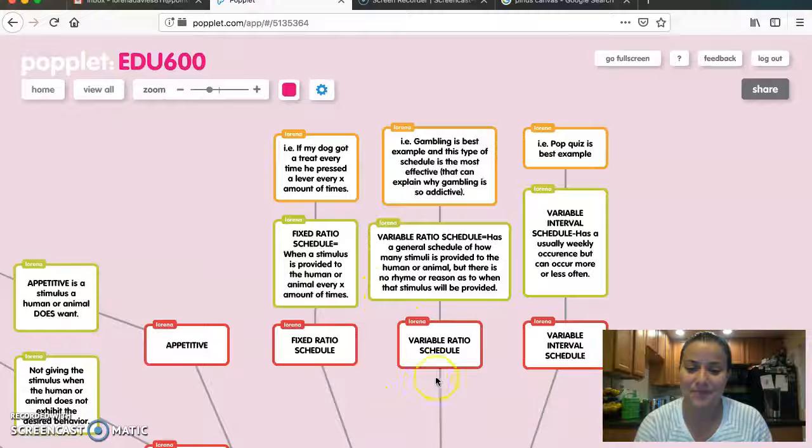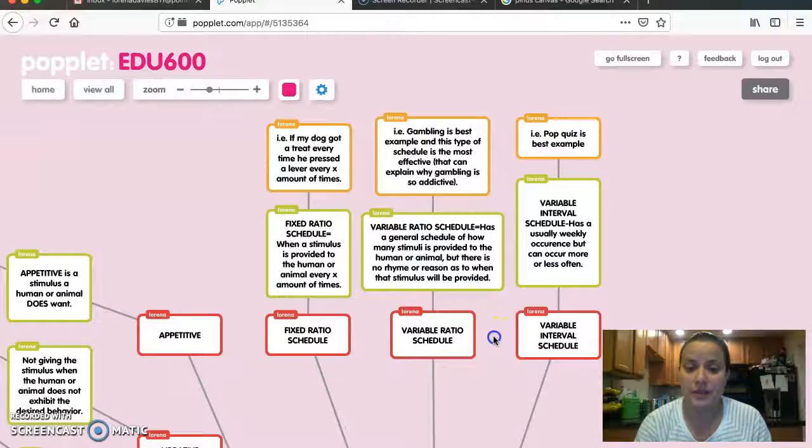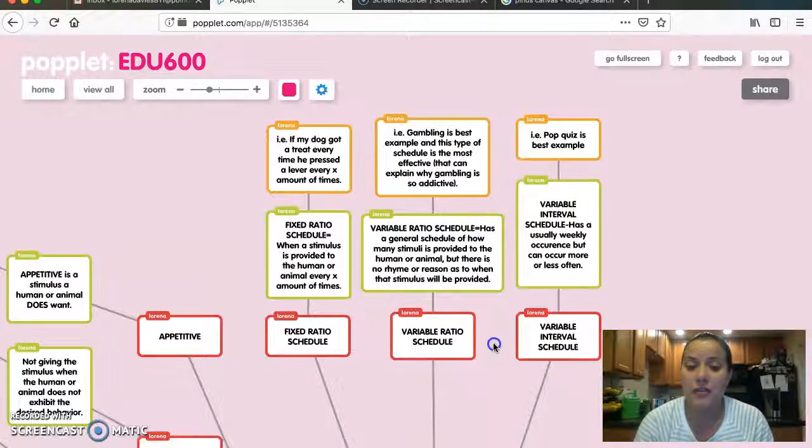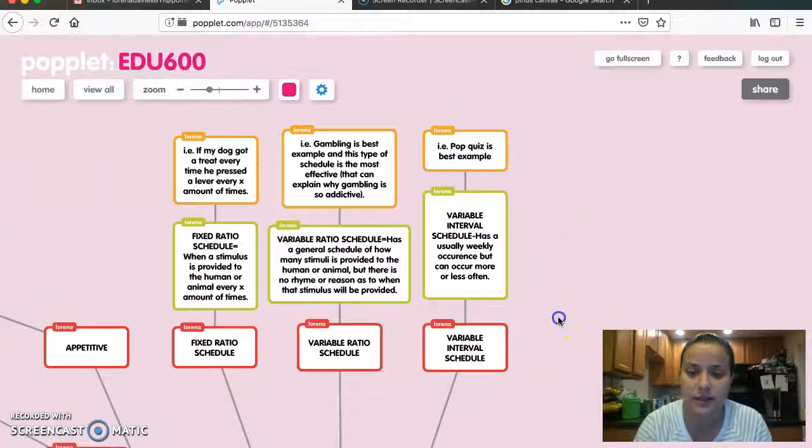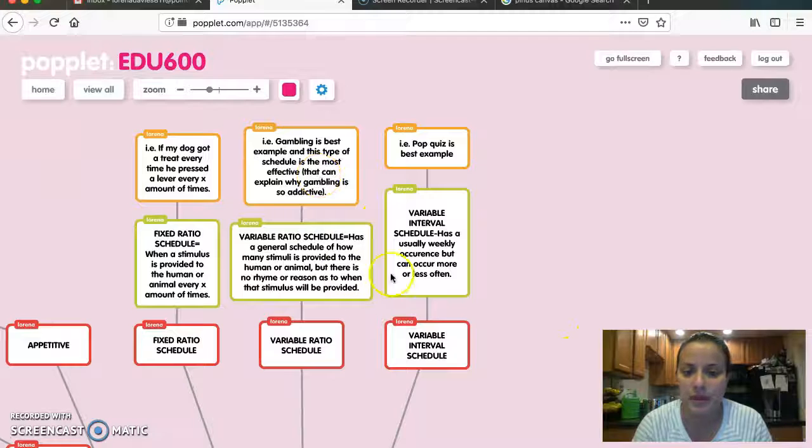So next we have the variable ratio schedule. It's a general schedule of how many stimuli are provided to the human or animal, but there's no rhyme or reason as to when it will be provided. The perfect example of that doesn't really have to do with my dog. The best way to remember it is gambling, and it's actually the most effective schedule that they have. I was kind of shocked to learn that that's why it could be so addictive. Personally, I don't like gambling. I get sad if I lose 20 bucks, but some people really love it.